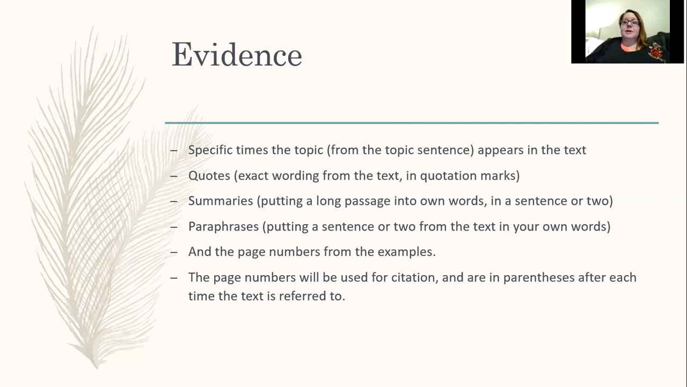And then you'll add page numbers as well. They go in parentheses at the end of each sentence when the text is referred to, and we'll use those for citation. You don't have to worry about citation for now. We'll talk about that in a future week, but that is why I ask you to put the page numbers down when you do your reader response journals. So when you go to write this paper, your citation, you just have to kind of go back through your journal and plug it in instead of having to search back through the book to find a page.